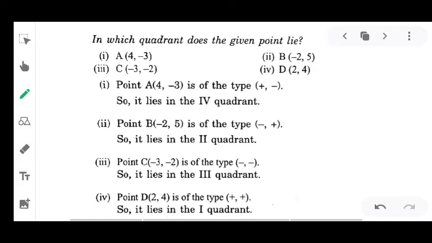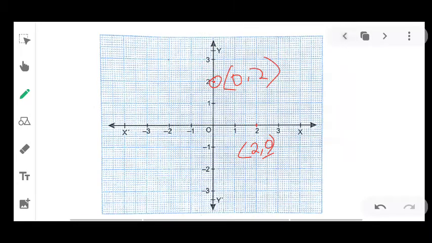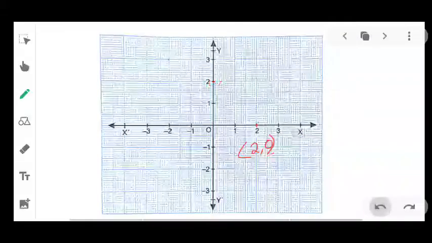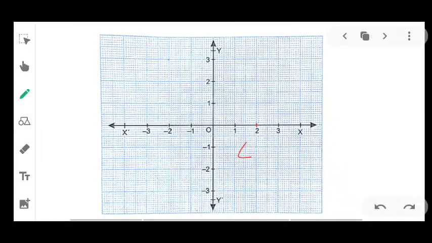Okay, so in this graph, as you can see, this graph is divided into 4 regions, that is called quadrants. Okay, so this region, this is the first quadrant, this is second, this is third, and this is fourth quadrant.